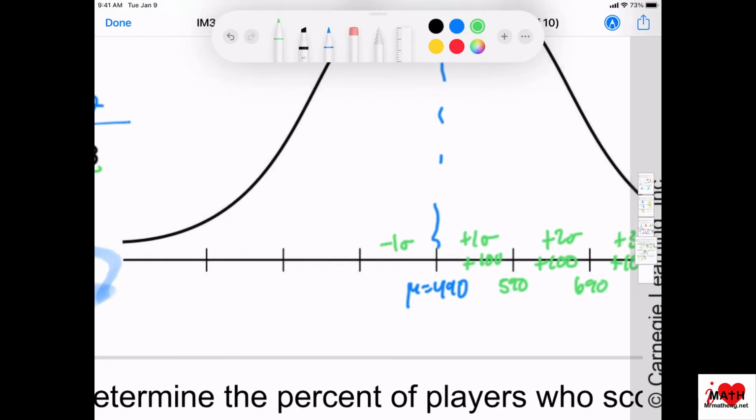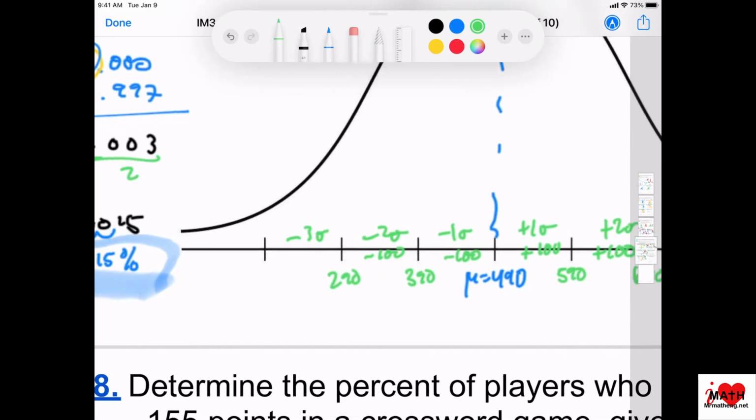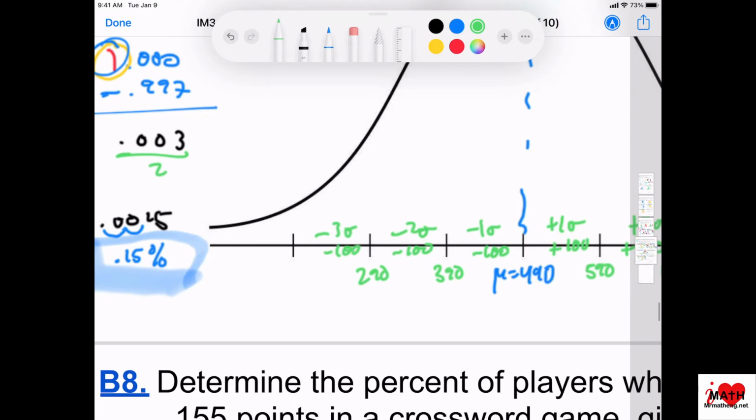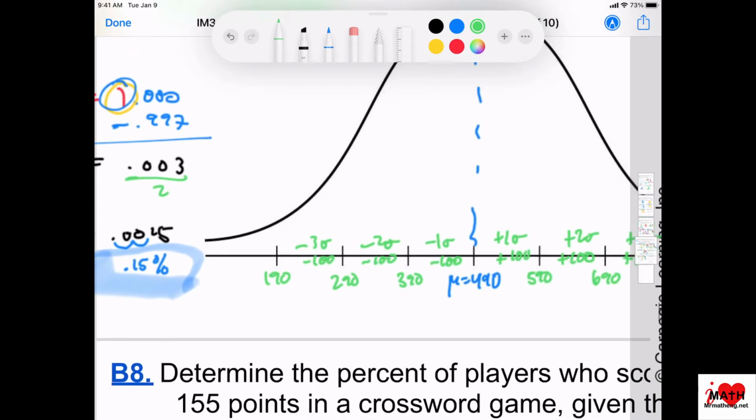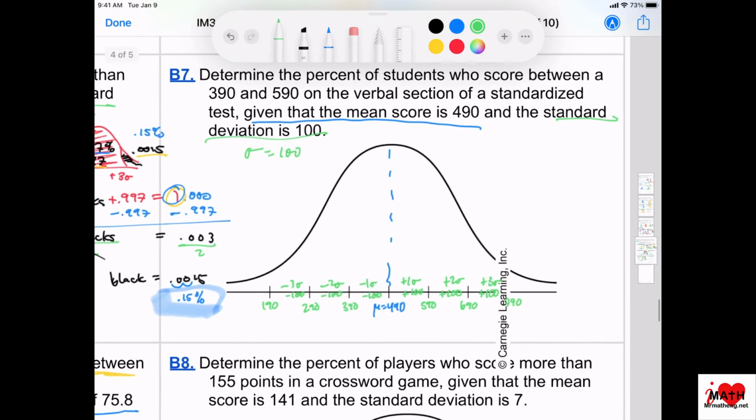And then going towards the left, you just subtract the standard deviation. So 390, 290, and 190. Okay? So those are our IQ scores.